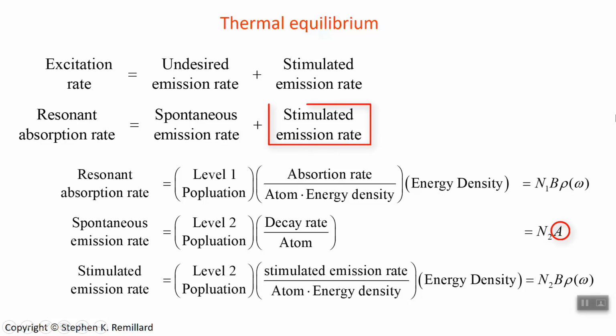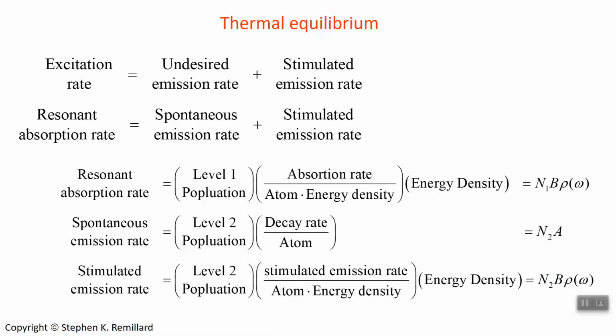Then there's stimulated emission. Now that does depend on the ambient electromagnetic field, because in order to have stimulated emission, you need to deliver a photon to the atom. It certainly depends on the number of states that are excited, and it will depend on the energy density, because that's essentially the number of photons that are available, and then it will depend on the stimulated emission rate per atom per energy density. Now that is also equal to B.